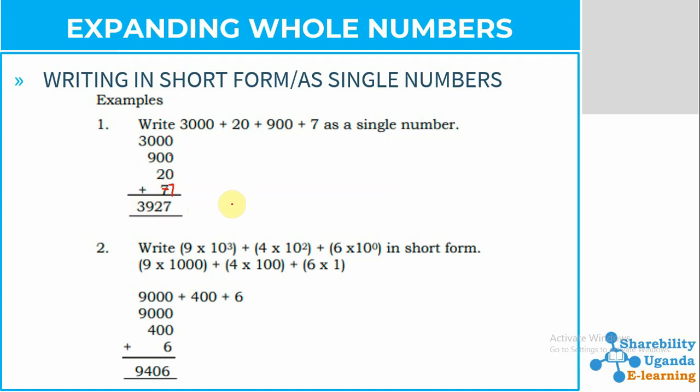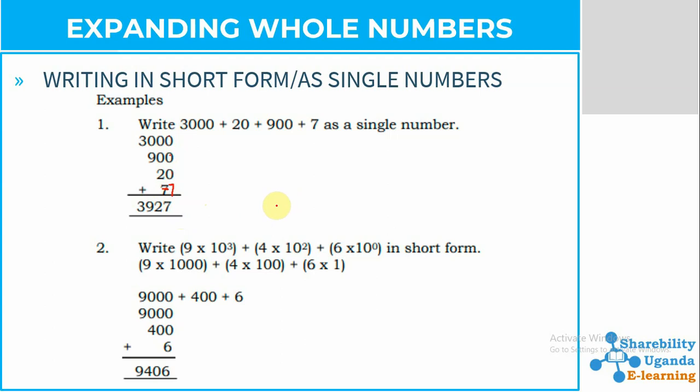So now for this number to be put into short form, we shall write our 3, then 9, 2, and 7. Okay, 3, 9, 2, 7. That is going to be our number in short form, which is the same as 3,927. Okay, so we shall have written down this number in short form.